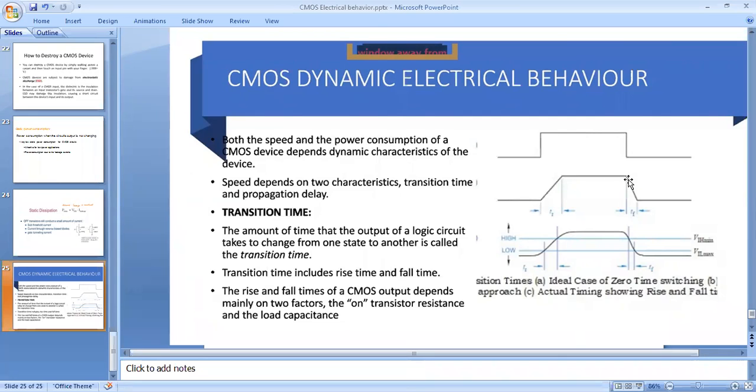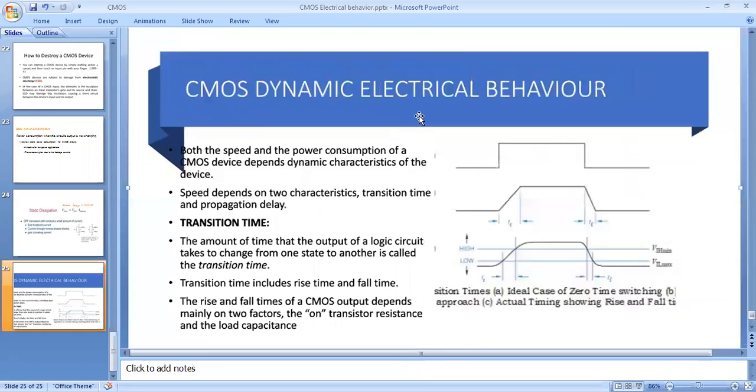Similarly, what is fall time? The time required to change from high to low is considered as fall time. So totally, in CMOS dynamic electrical behavior, we consider two main points. Those are speed and power consumption of CMOS device.